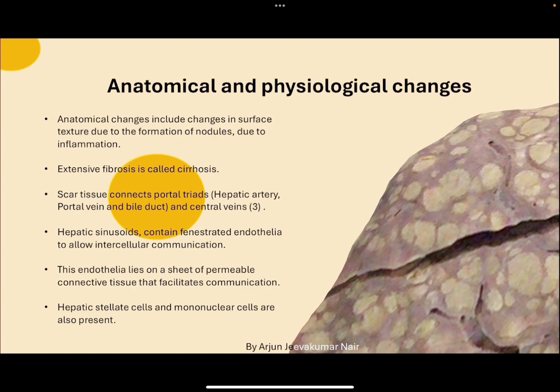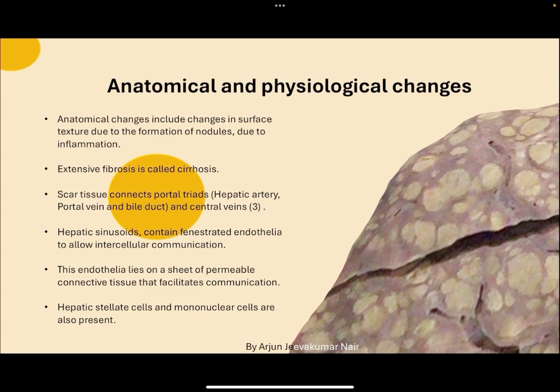Intercellular communication in hepatic sinusoids is carried out by fenestrated, or literally windowed, endothelia. This endothelia lies on a sheet of permeable connective tissue that facilitates communication. Hepatic stellate cells and mononuclear cells are also present here.